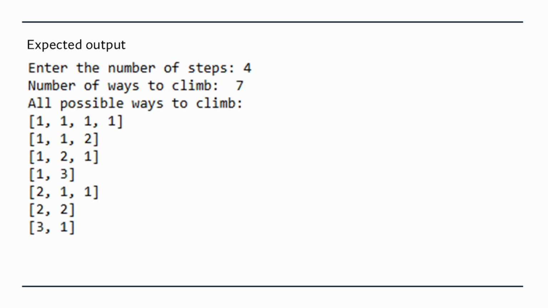Now, let's discuss what we expect our program to output. 1. The program will prompt: enter the number of steps in the staircase. 2. Let's say the user inputs 3. The program will then output: total number of ways to climb 3 steps: 4. Possible combinations: 1, 1, 1; 1, 2; 2, 1; 3. Now try to solve the problem on your own.